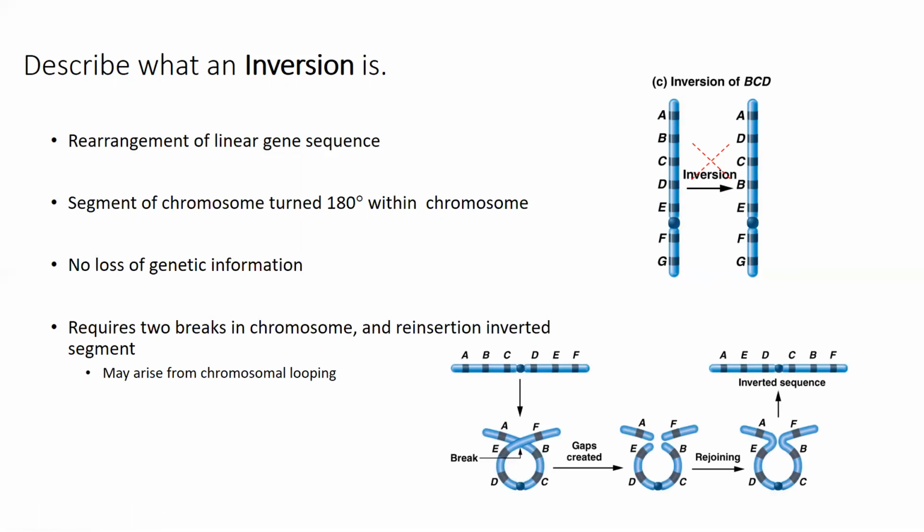It typically requires two breaks in the chromosome, and the reinsertion ends up inverted because it loops around. It can arise using chromosomal looping.